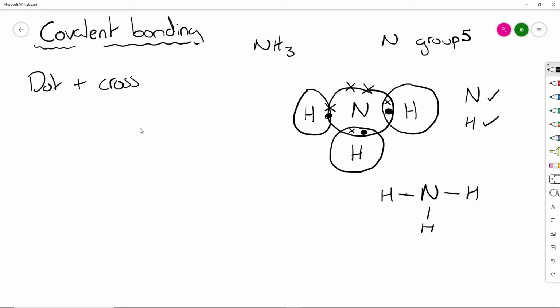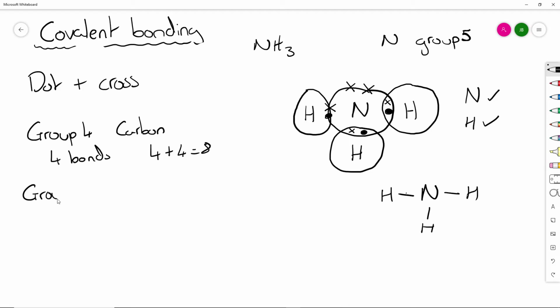So, if you're a group 4 non-metal, such as carbon, you will form 4 bonds. And that's because 4 plus 4 will equal 8. If you're in group 5, such as nitrogen, you'll form 3 bonds. Again, 5 plus 3 equals 8. We know that because we've done it here.